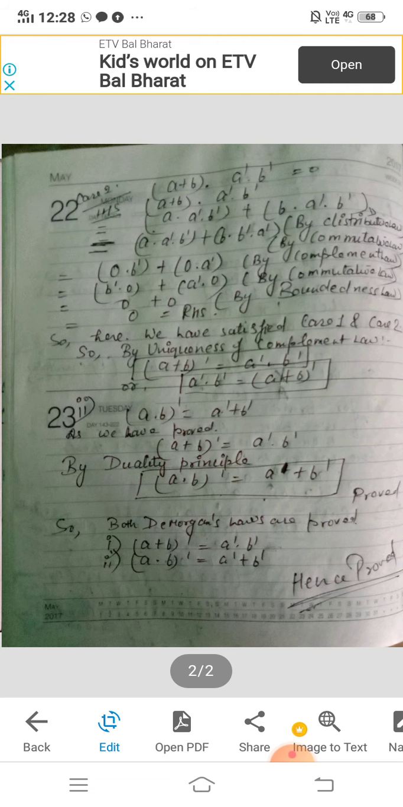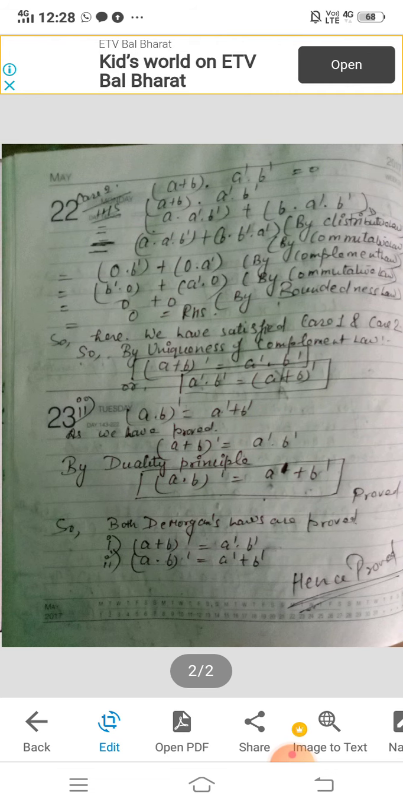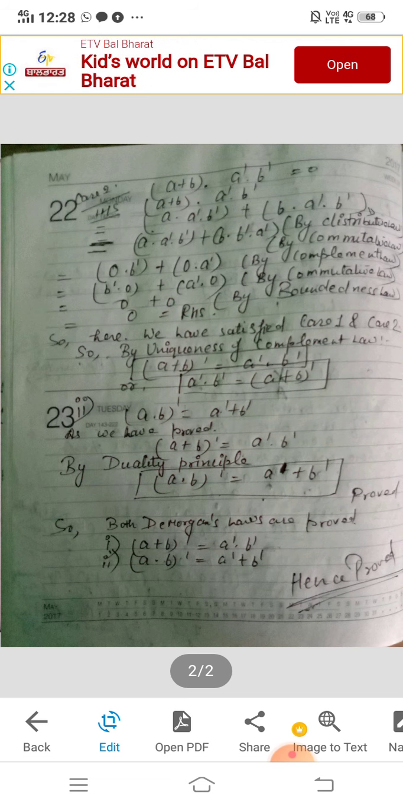We can write x is equal to A dash, and (A plus B) whole bracket dash is equal to A dash dot B dash. So we have proved the first law of De Morgan's law. Now second, how will we prove the second law? For proving the second law we don't need to prove the first case and second case separately. We can just prove the second law by using the duality principle, which I had discussed yesterday.